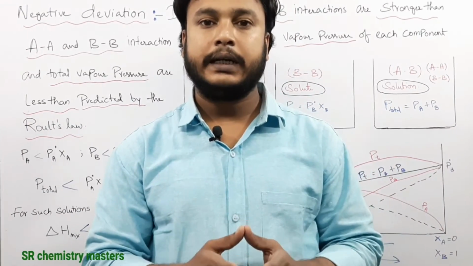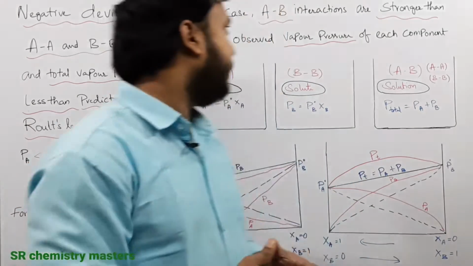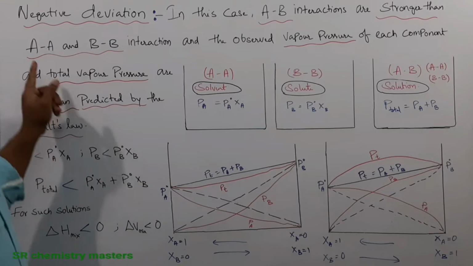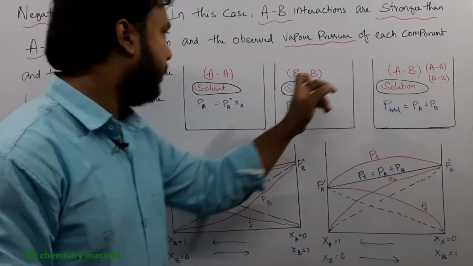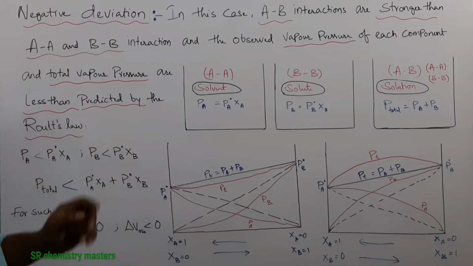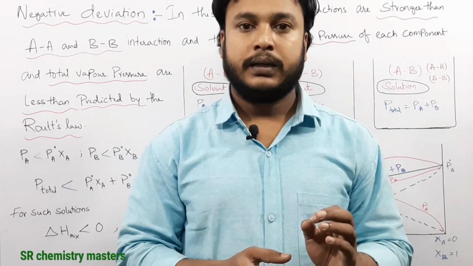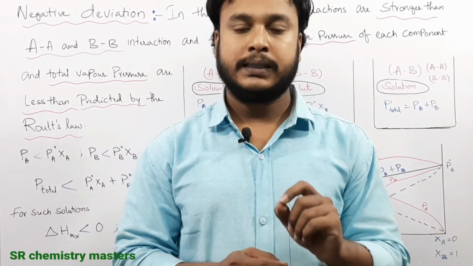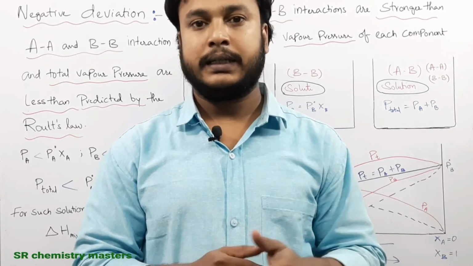Now let us see the negative deviation of a non-ideal solution. When it comes to the negative deviation of a non-ideal solution, remember that AB interactions are stronger than AA and BB interactions, and the observed vapor pressure of each component and the total vapor pressure are lesser than that predicted by Raoult's law. Remember that in a non-ideal solution exhibiting negative deviation, the interaction between the solute and solvent is stronger than the solute-solute and solvent-solvent interactions.